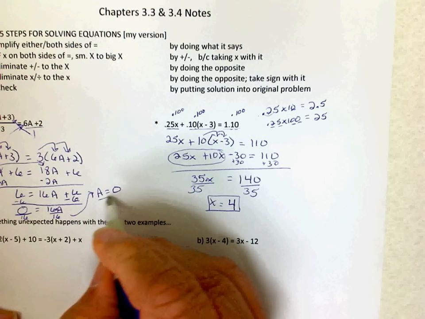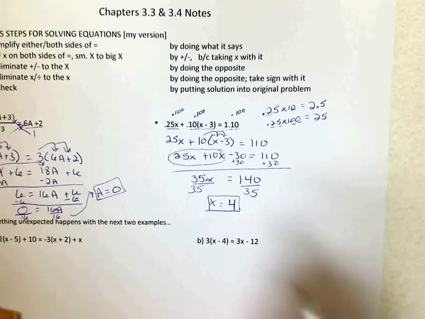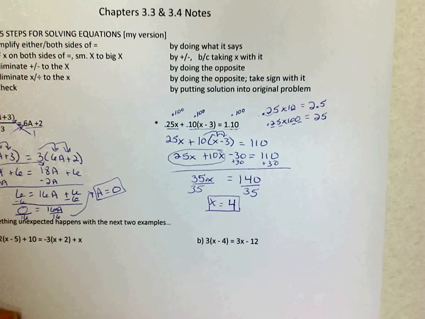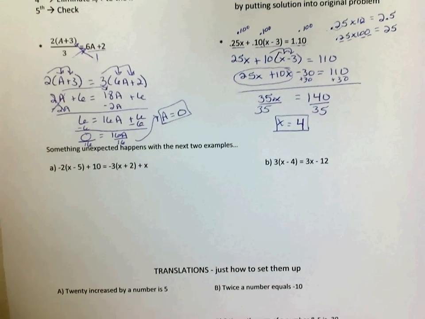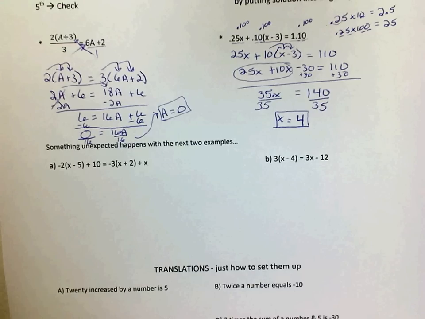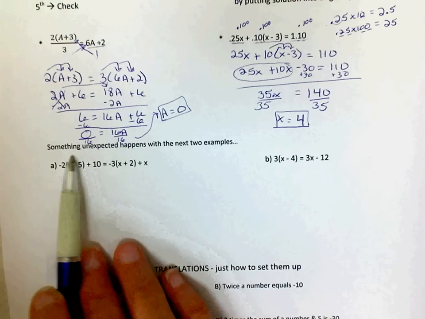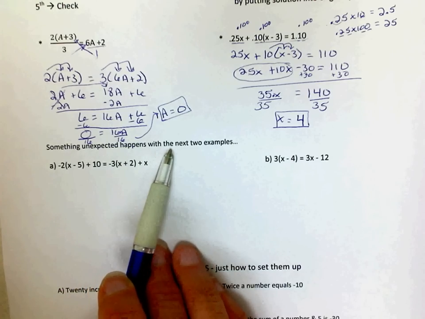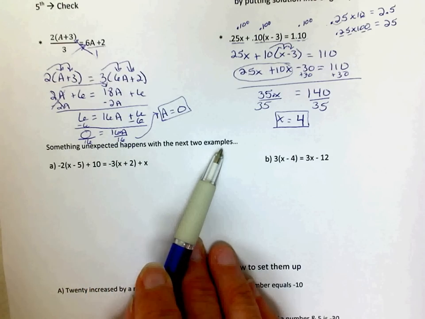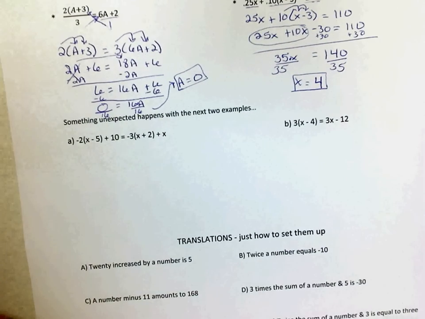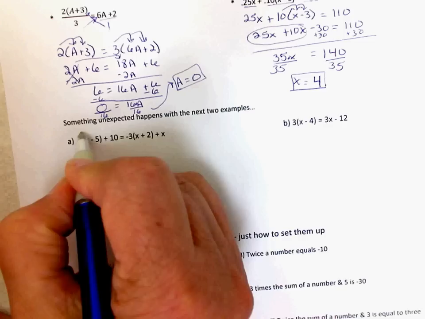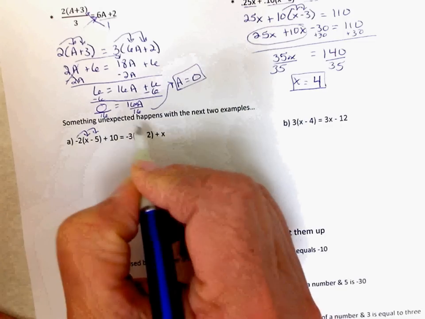And again, when there's a lot of work, if you're having to write it out, which you will have to do starting at least in 150 or 110, whichever class, it's best to box in your answer. Something unexpected happens with the next two examples, okay? So pay attention.